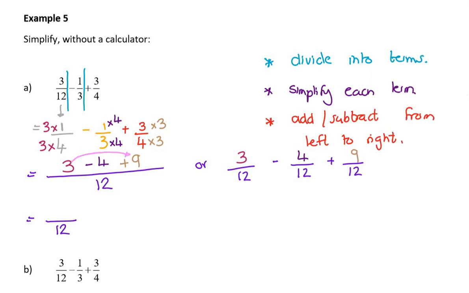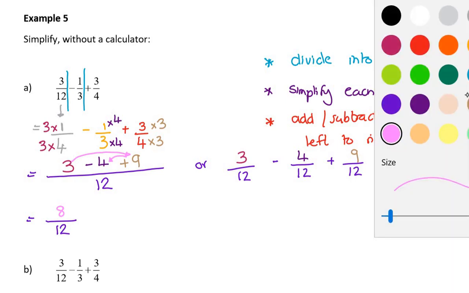So what's 3 plus 9? 3 plus 9 is 12. 12 minus 4 is 8. So it's 8 over 12. So you can just go 3, take away 4 is -1, -1 plus 9 is 8. But I find it easier to add the positives together first.